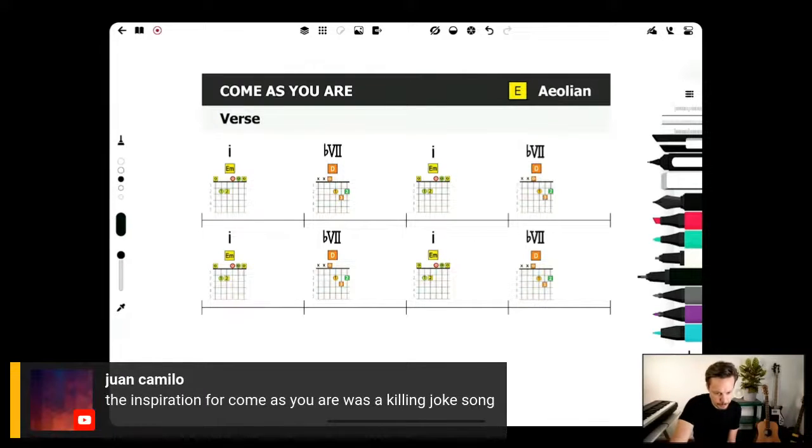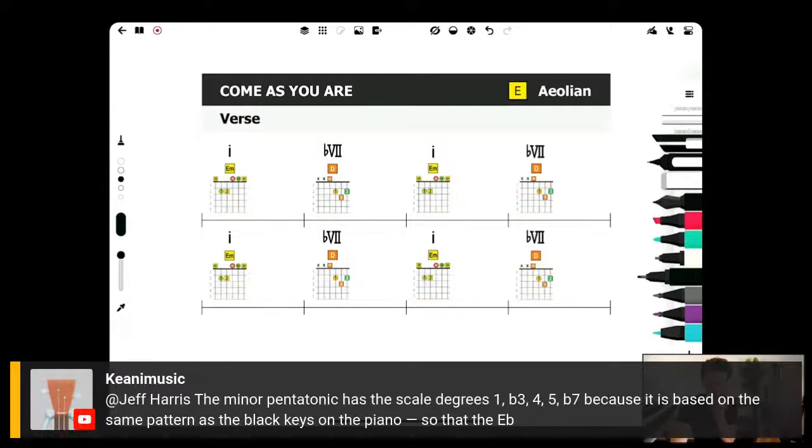One says the inspiration for Come As You Are was a Killing Joke song. Interesting. Do you know the name of the song? That would be cool to hear, and what that sounds like, and if there is a kind of bluesy riff to it, that would be interesting to hear. All right, cool.